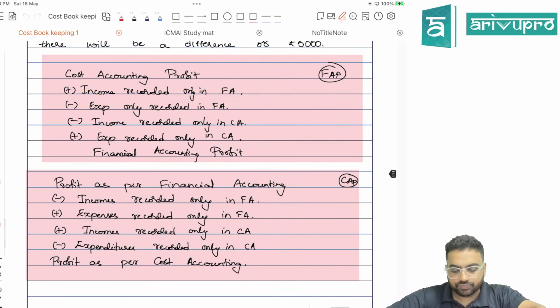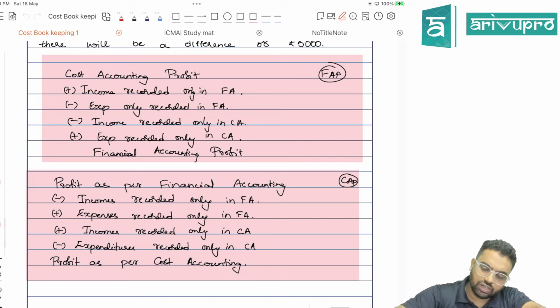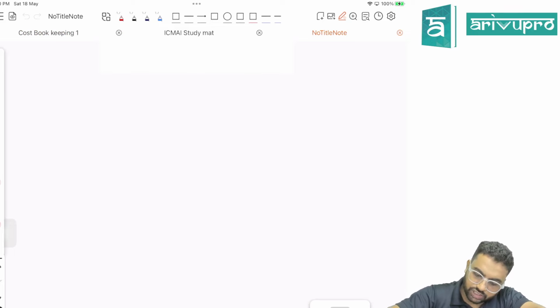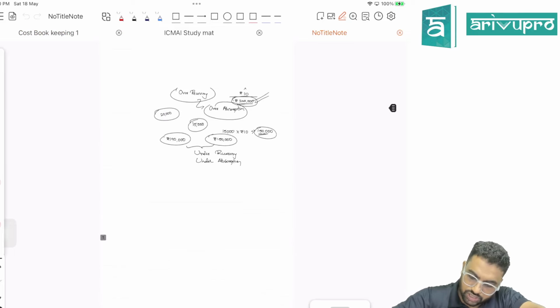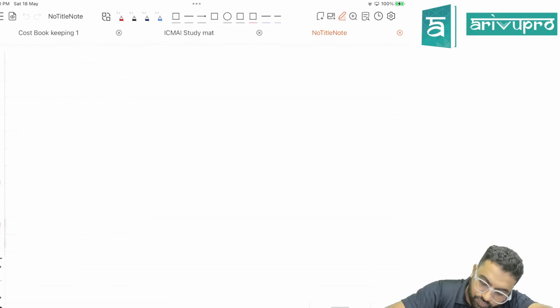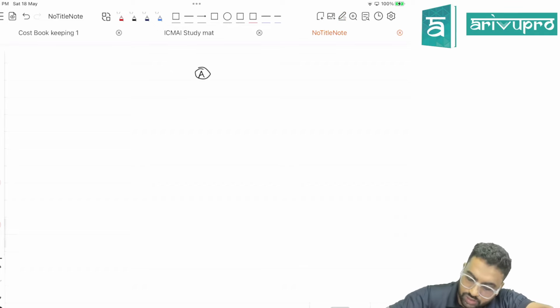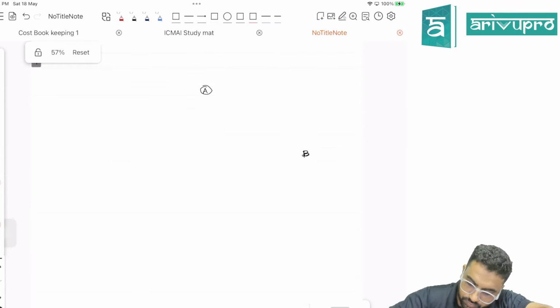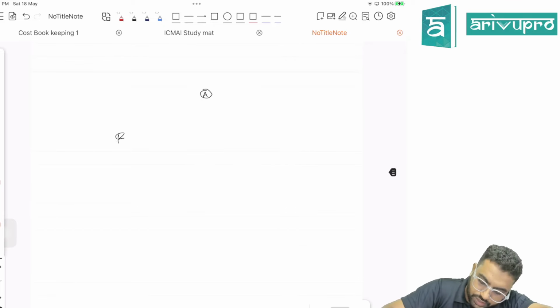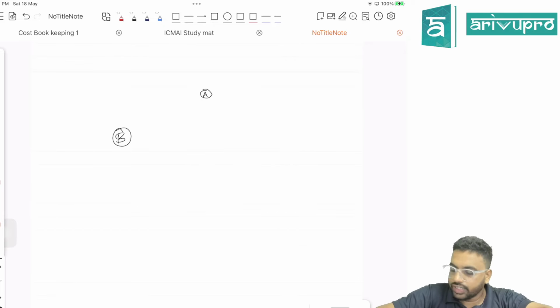See, how to do the reconciliation? Very simple point. Let's say you are at point A, and there is another point B. Point A and point B. Listen, there is a difference.